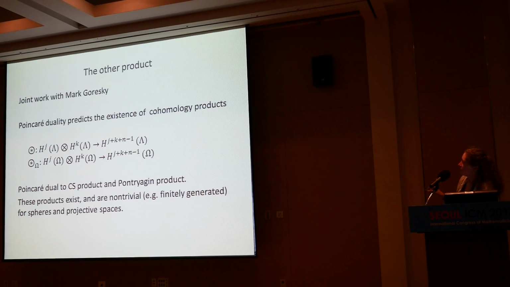And these are Poincare dual to the Chas-Sullivan product and the Pontryagin product. So there should be products of this type. It's absolutely clear what the degree should be. I know this looks weird, but I'll try to explain that maybe in a minute. But Mark and I did show that these products exist, and they're non-trivial. For example, the rings are finitely generated for spheres and projective spaces.